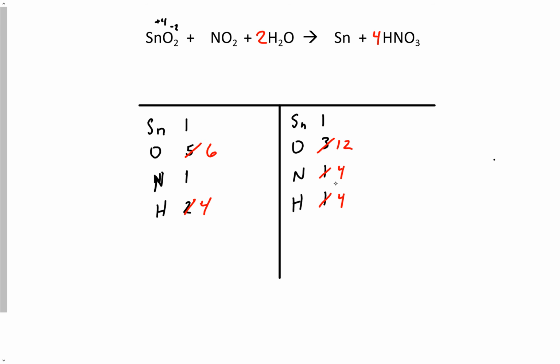Let's do nitrogen. We got 4, so let's multiply this side over here by a coefficient of 4. 4 times 1 N is 4. 4 times 2 is 8. Wait a minute. 2. Oh, you gotta be kidding me. He did it. 12. And that equation is balanced.